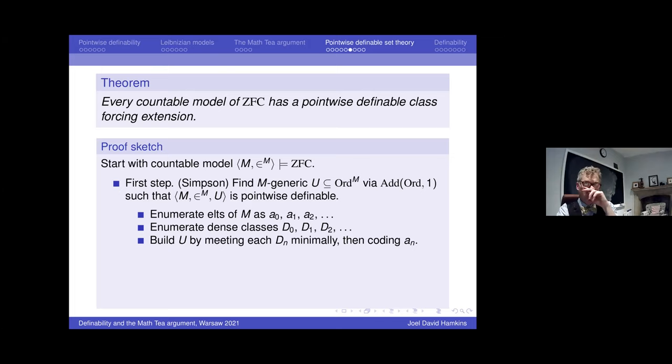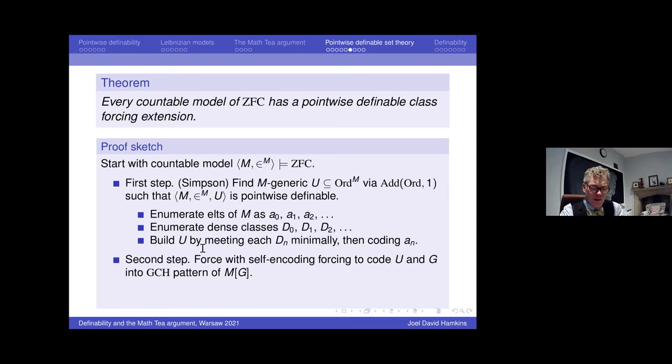Okay, so we added this generic class. It's kind of funny because we're forcing to add U. And normally when you think about forcing, you think about the generic filter as being a totally random generic set that you have no control over and it's not giving you any extra information. But this one is giving you huge amounts of extra information because it's giving you codes for all of the elements of your model. It's making the model pointwise definable. And it's still generic because we got into all the dense classes here, right? So it's kind of remarkable. There's a tension going on in that construction.